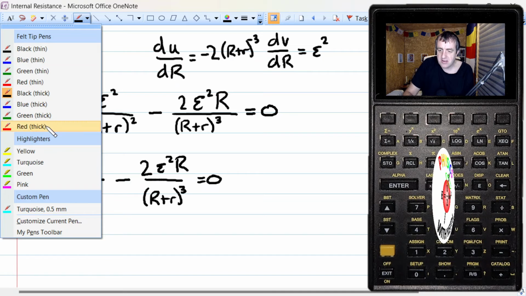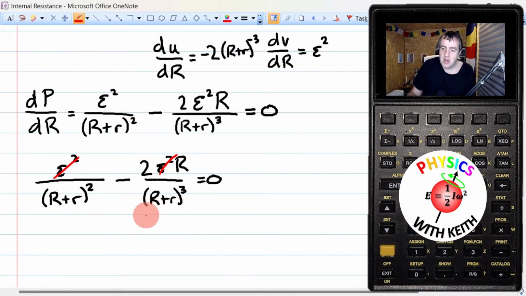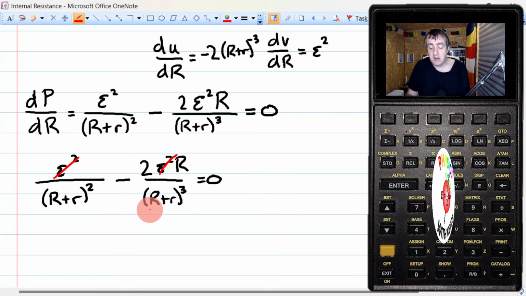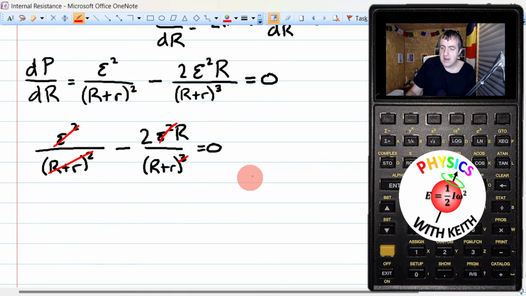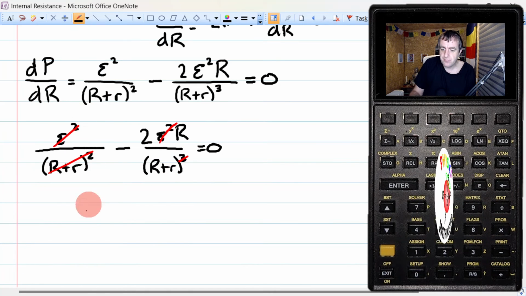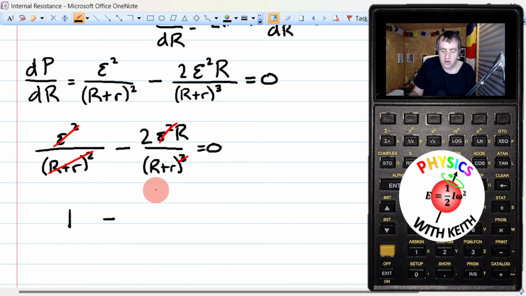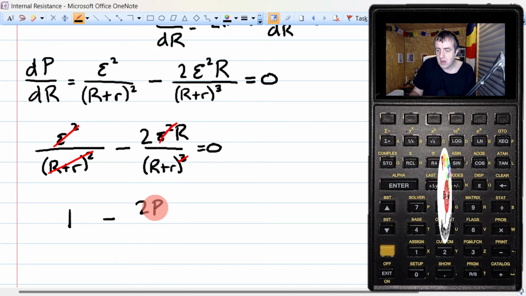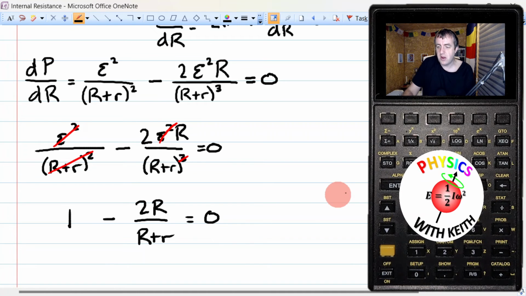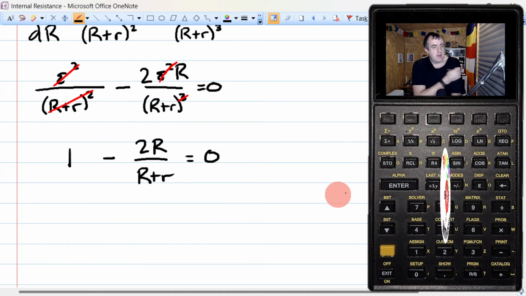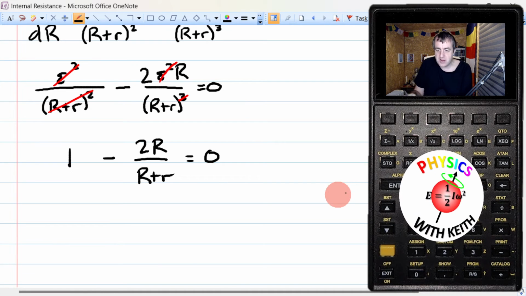Right, now let's cancel some terms. Let's divide through by epsilon squared. Let's multiply through by r plus little r squared. That gets rid of all that and leaves just one of those down there. And then let's rewrite this. So that divided by that is 1. It equals 1 minus 2r over r plus little r is equal to 0. This is encouraging. There are only two things there: one's a constant and one's the variable that we want to find its value.